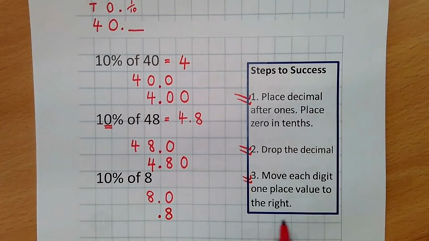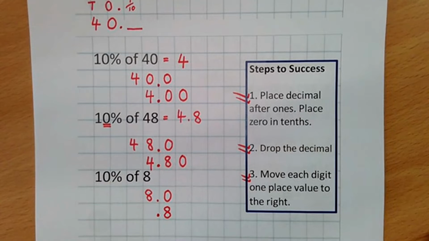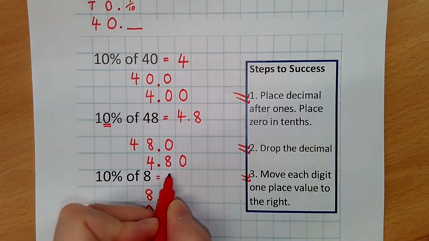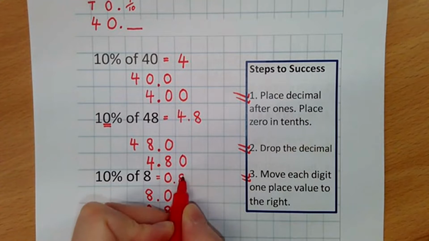Now, it doesn't tell us in our steps to success here what to do next. Can you remember? Yeah, we always need a digit in the ones. So what must I put here? Good, I need to put a placeholder. So then my answer becomes 0.8. Fantastic.